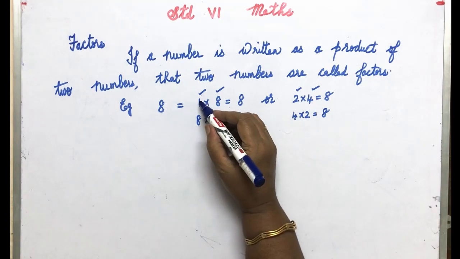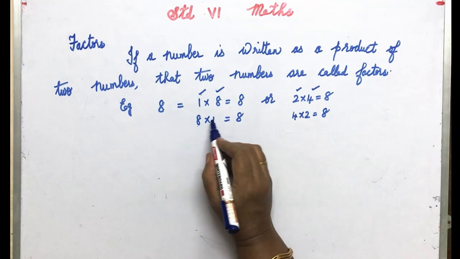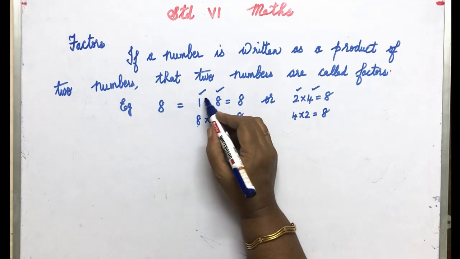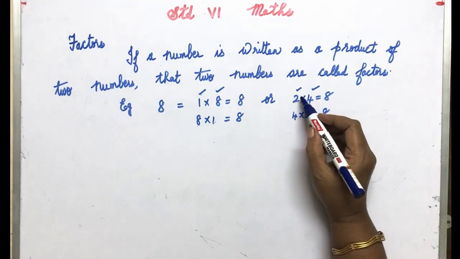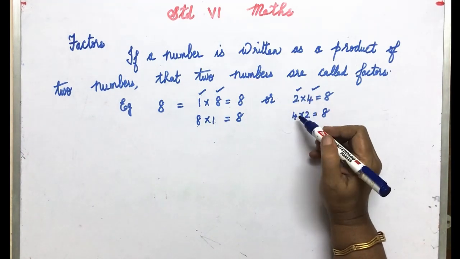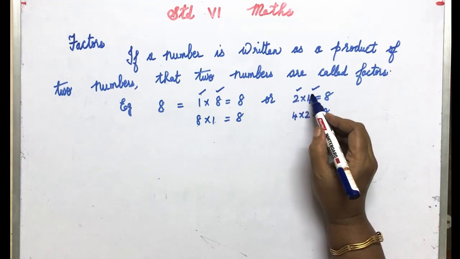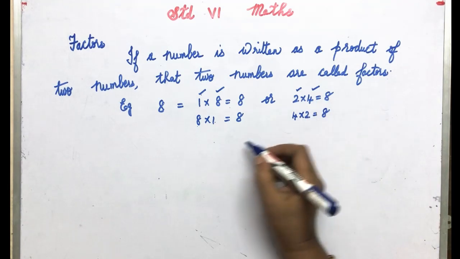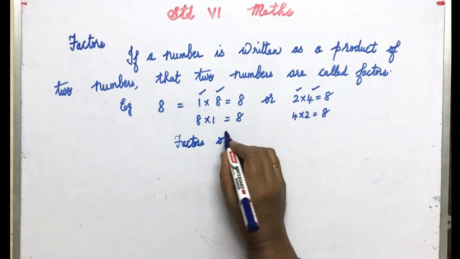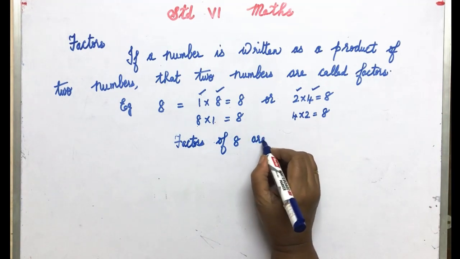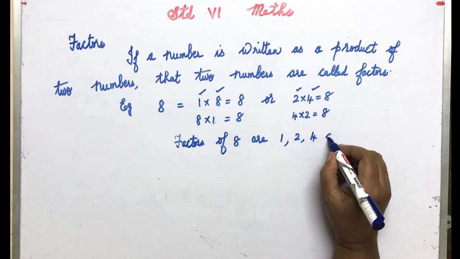But here the numbers are the same. Here also we have 1 and 8. So either we write 1 into 8 or we write 8 into 1. In the same way, here the numbers are 2 and 4, so we write 2 4s are 8 or 4 2s are 8. So factors of 8 are 1, 2, 4 and 8.